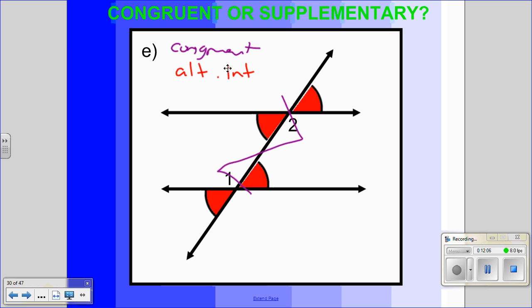So far what we have found out is that alternate exterior will be congruent, alternate interior will be congruent, corresponding will be congruent, vertical are congruent, and linear pair is supplementary. There's one more out there we haven't talked about yet, but you should be able to figure out whether or not it is congruent or supplementary on your own. So finish the rest that I did not do, as I'm going to skip ahead.